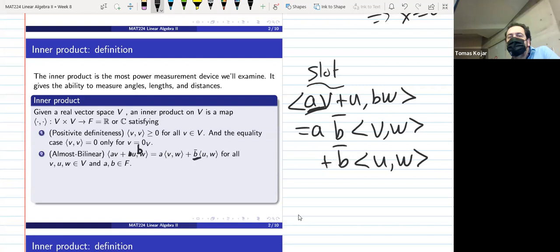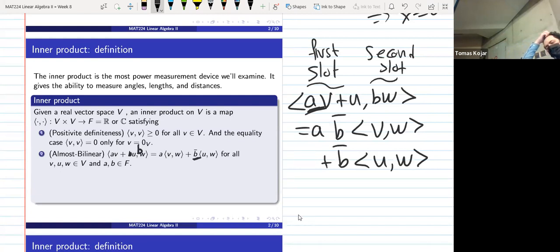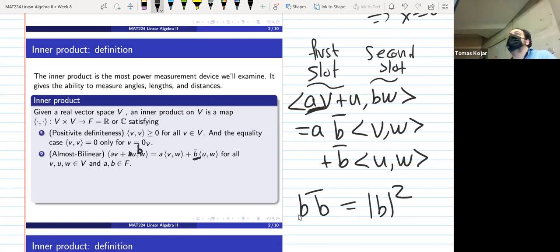This is called the first slot. And you have conjugate linearity in the second slot. We'll explain why you need this in a second. When we come back to norms in about two slides, you will see why I need the conjugate. Because I need to take square roots and I need things to be positive. So we need that B star is equal to this from complex numbers. That's why this comes out here, because then I want to take the square root of this. Okay, so we'll come back.